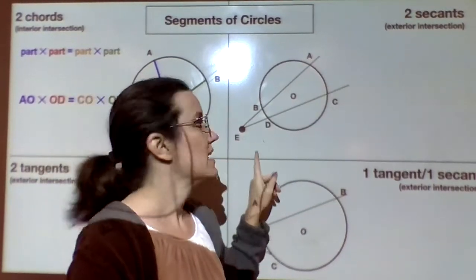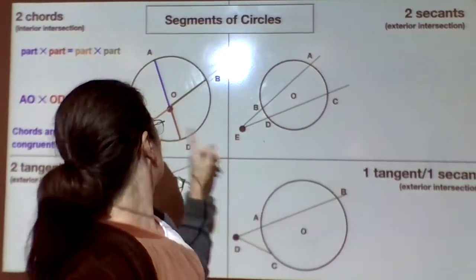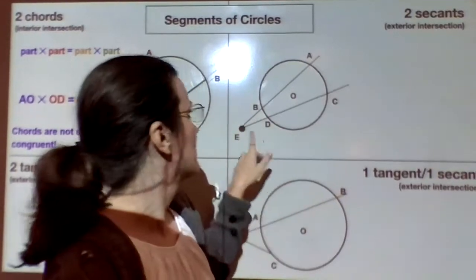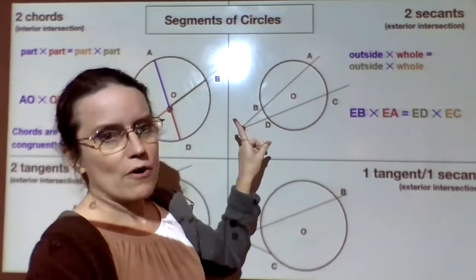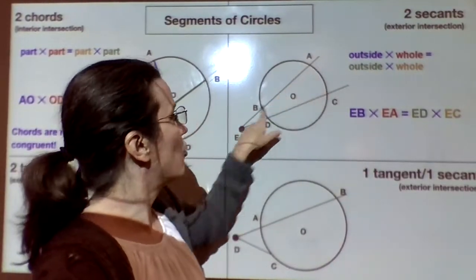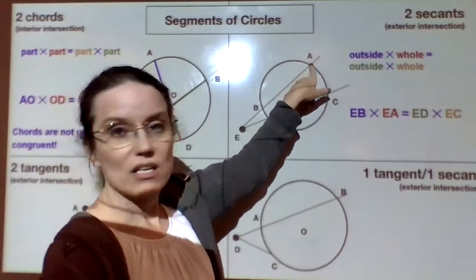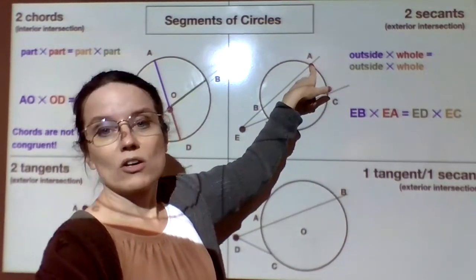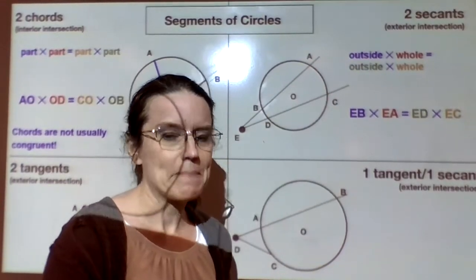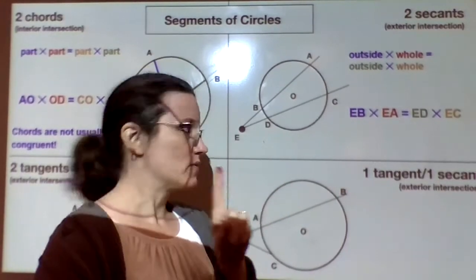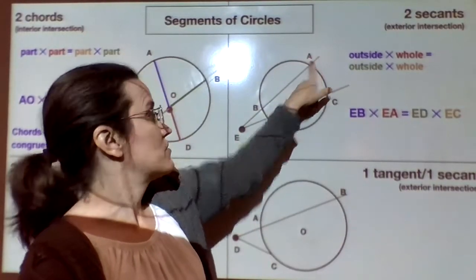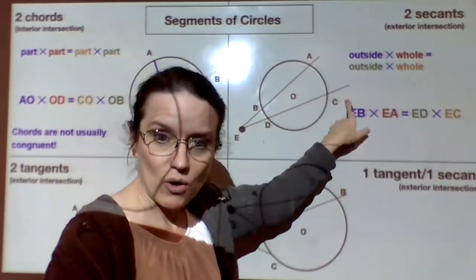I forgot to tell you that these chords don't usually match up. They're not usually congruent, so don't panic if they're not. Over here, what we're going to focus on is the length of this outside piece and the length of the whole segment from the intersection to the edge of the circle. We are not going to be using this inside part on its own, so be aware of that and watch what's going to happen. I'm going to do outside times the whole length is supposed to equal the outside times my whole length.